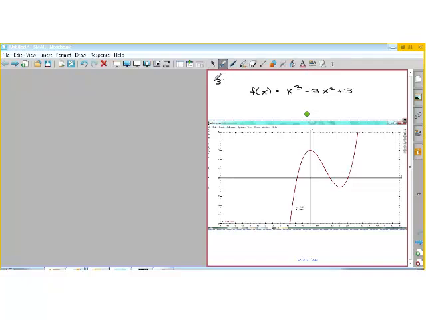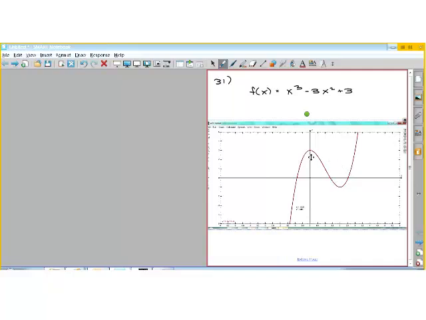It's problem 31. And 31 says, find all relative extrema, use a second derivative test where applicable. So all you have to do is find the critical numbers, and then you evaluate the second derivative at those critical numbers and see whether it's positive or negative. And if it's positive, then it's pointing up, which means it's a minimum, and if it's pointing down, then it's a maximum. So you can see here's the graph.